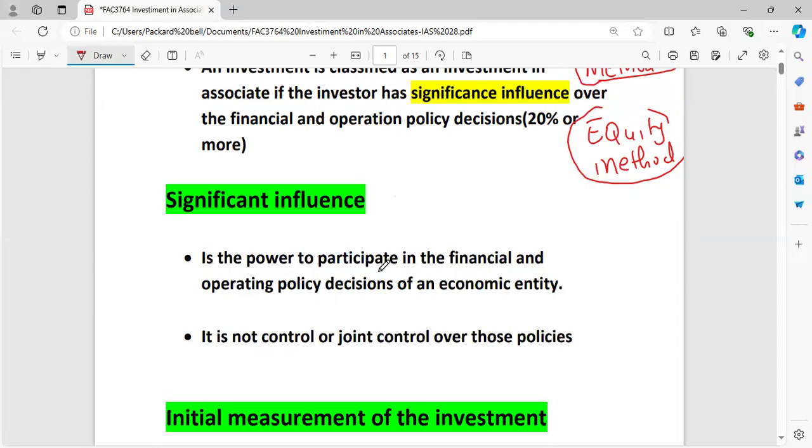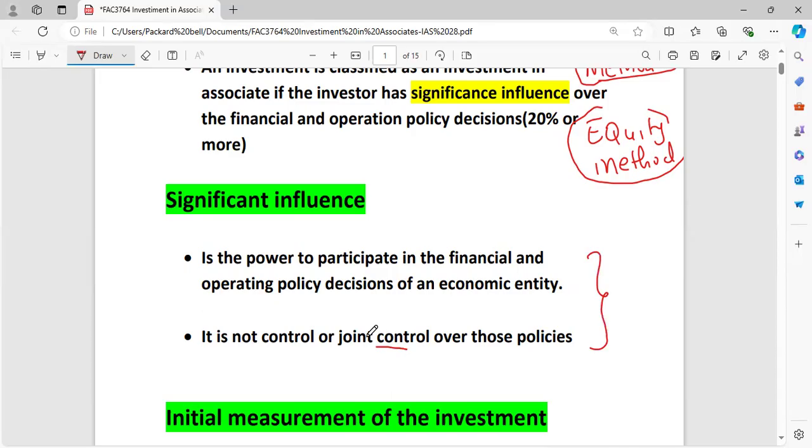So let's look at what significant influence is. Here they only have powers to participate in the operational decisions of the associate. They don't have control or joint control. They only participate but they don't control anything there. So that's significant influence.